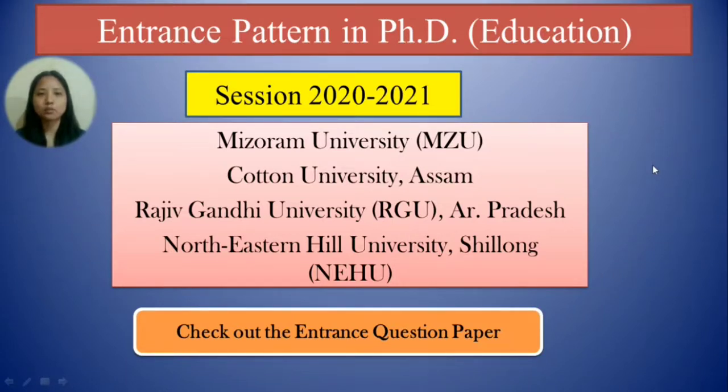So along with that, I will also show you the entrance question paper of these three universities, that is MZU, Cotton University and RGU. For NEHU, the entrance pattern was MCQ based and the candidates were not allowed to take the question paper along with them. Therefore, I could not collect the question paper of NEHU because it was not possible. So now let us check them out one by one.